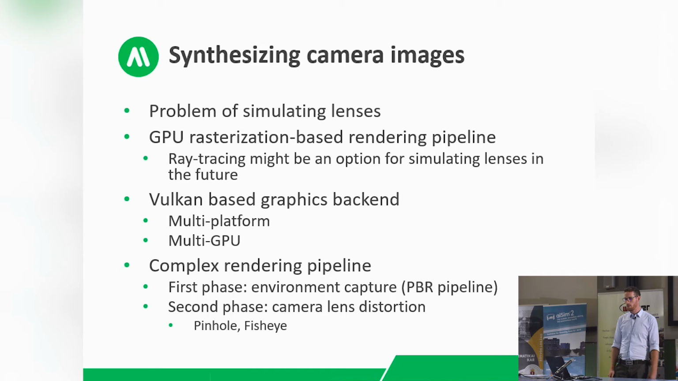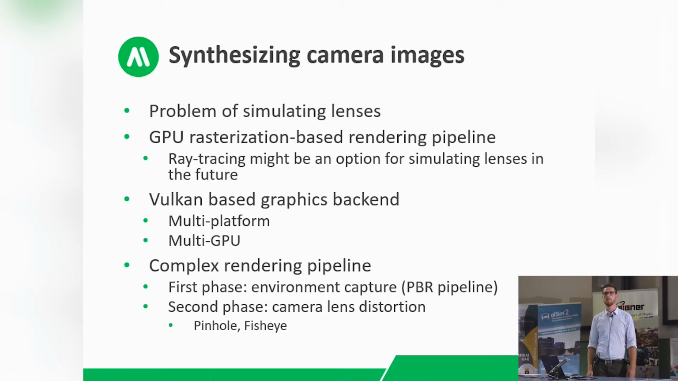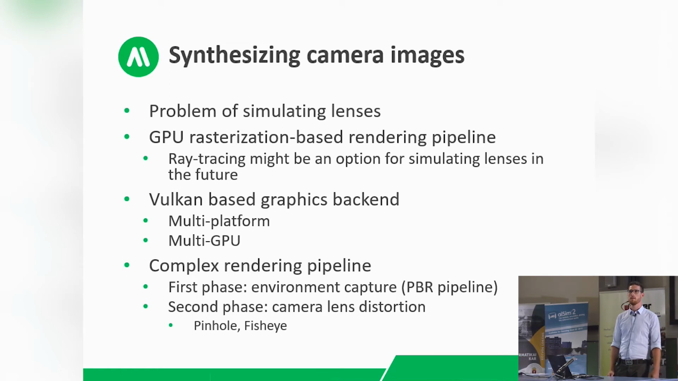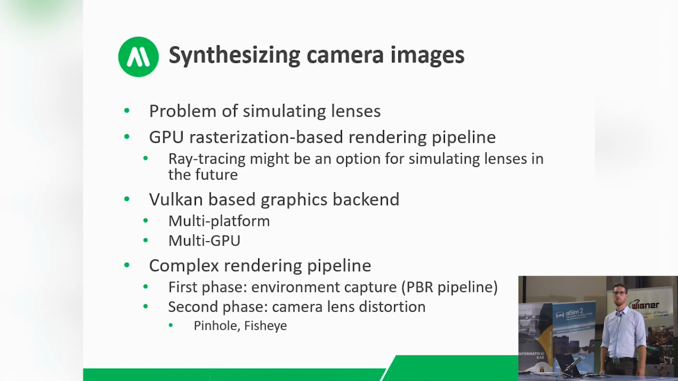We use a Vulkan-based graphics backend because we had to support multiple platforms like Linux and Windows, and it enables us to use multiple GPUs for rendering. So we built a complex rendering pipeline with two big phases. The first phase is an environment capture. Basically, the rendering pipeline renders the scene into a standard 2D or a cube map target.